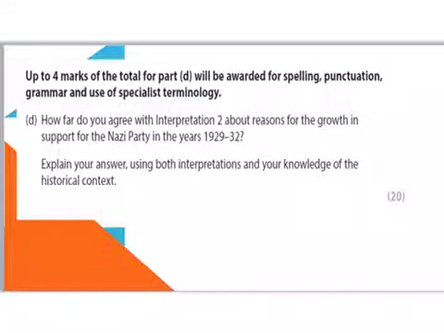How far do you agree with interpretation? It can be 1 or 2, in this case interpretation 2, about the reasons for the growth and support for the Nazi Party. So that will be the stem that is different in the exam, something that is specific to a topic area and inquiry focus. That is the great unknown in terms of the final exam paper.